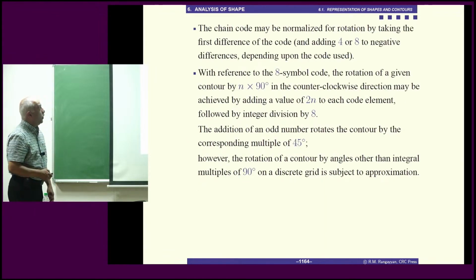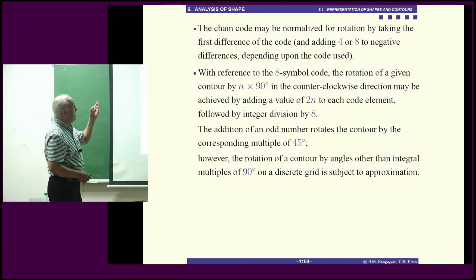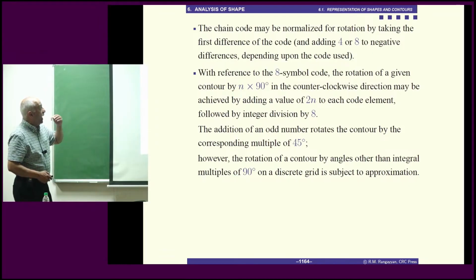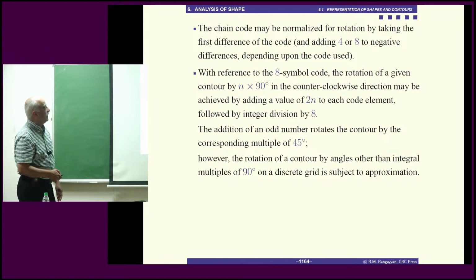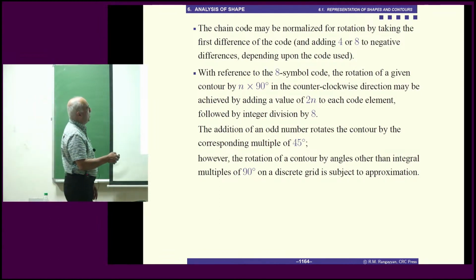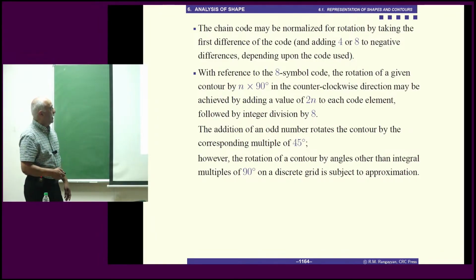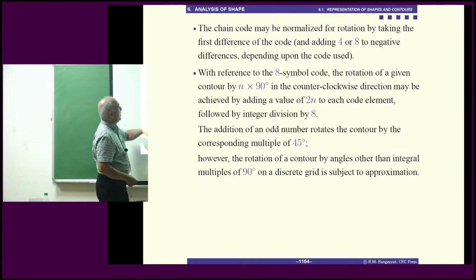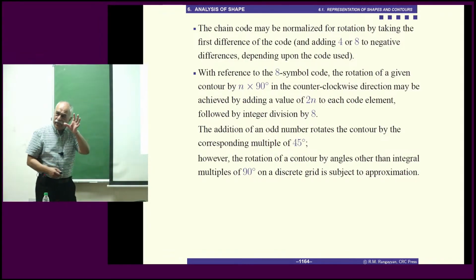The chain code may be normalized for rotation by taking the first difference, like a derivative, and adding 4 or 8 to negative differences depending on the first or second code. And rotation of a given contour by n times 90 degrees in the counterclockwise direction is achieved by adding a value of 2n to each code element, followed by integer division by 8, and addition of an odd number. Addition of an odd number rotates the contour by a corresponding multiple of 45 degrees. So you can achieve rotation.